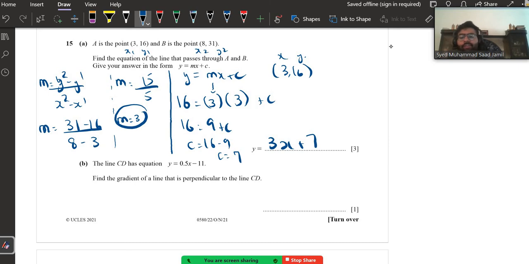Part B. The line CD has equation y equals 0.5x minus 11. First of all, let's identify the gradient.